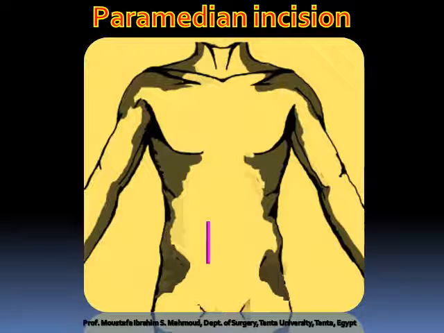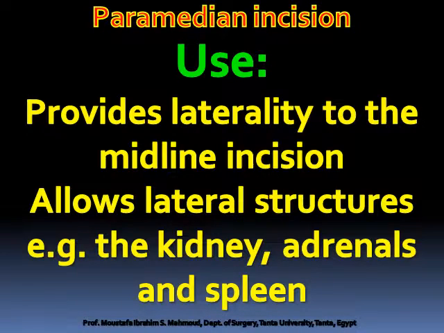The paramedian incision. Its use: it provides laterality to the midline incision, allowing access to lateral structures like the kidneys, adrenals, and spleen.